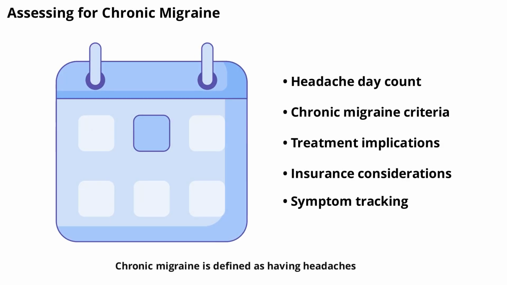Chronic migraine is defined as having headaches on 15 or more days per month, with at least 8 days featuring migraine symptoms. Doctors will ask about the number of headache days you experience to determine if you meet criteria for chronic migraine. This distinction is important for treatment planning and insurance coverage.